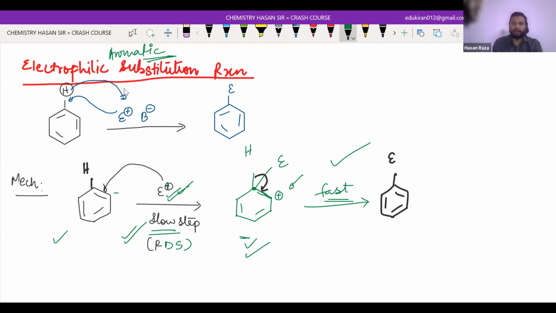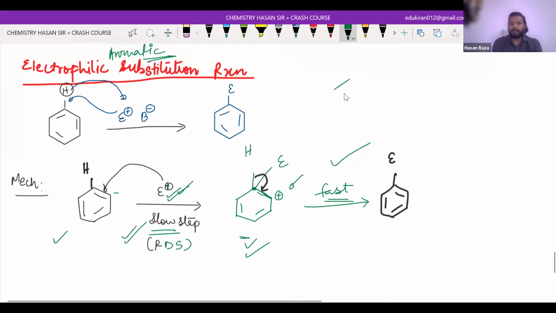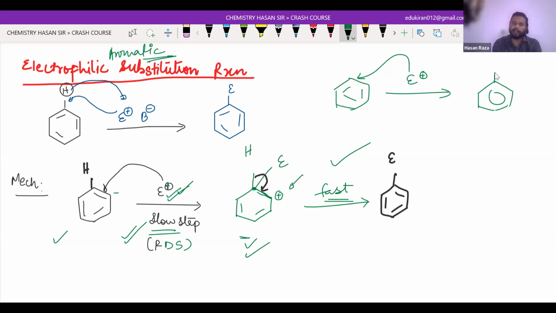So any electrophile, wait a minute, any electrophile, if this is the benzene ring and you have an electrophile, it will attack at any position. You just need to recognize which electrophile it is and it can attack at any position.